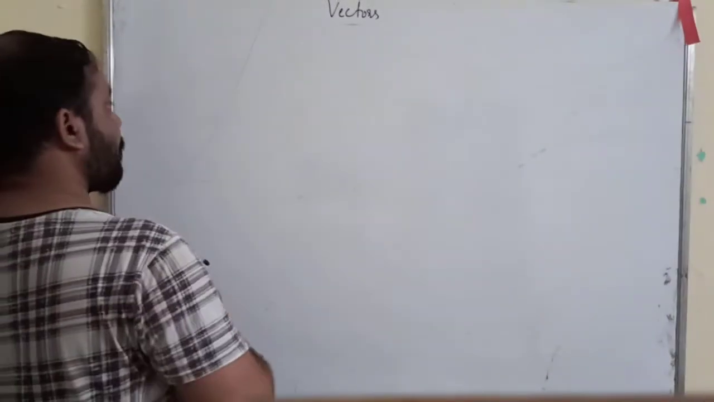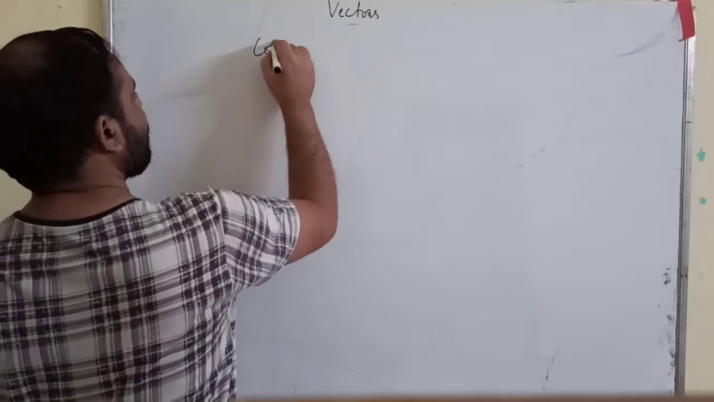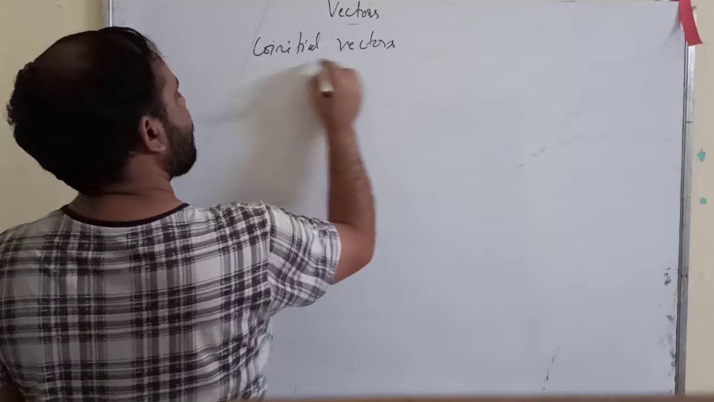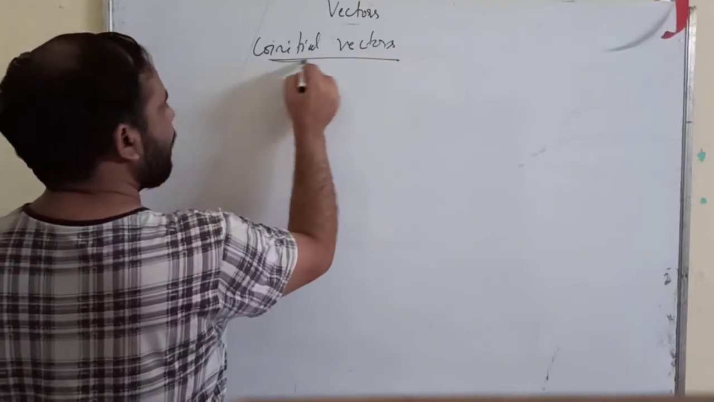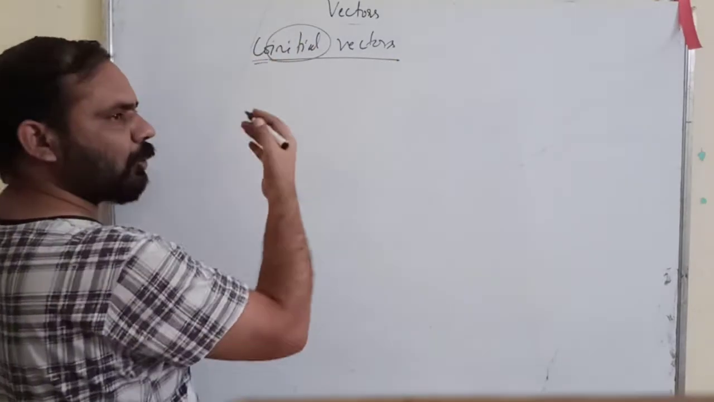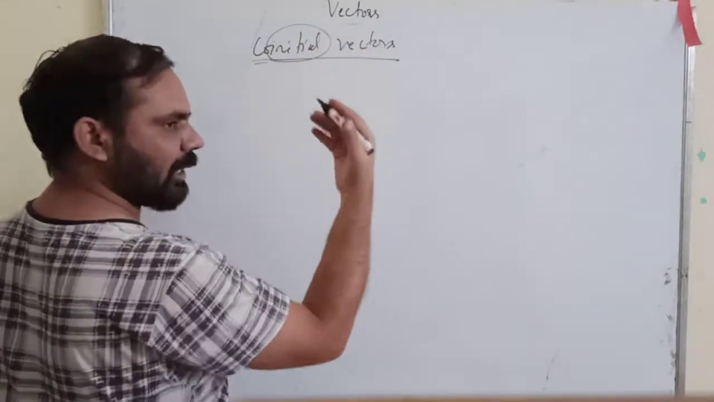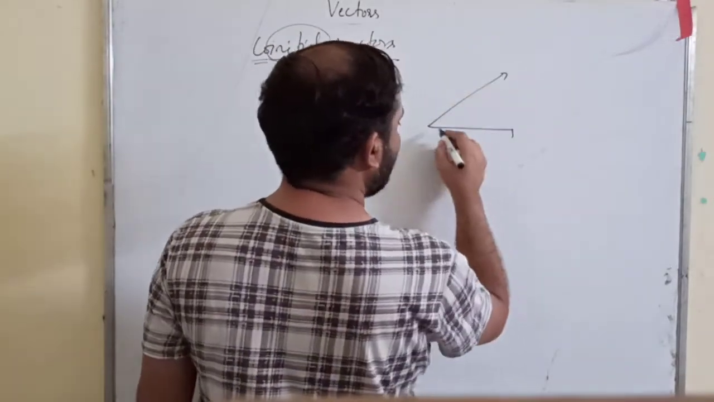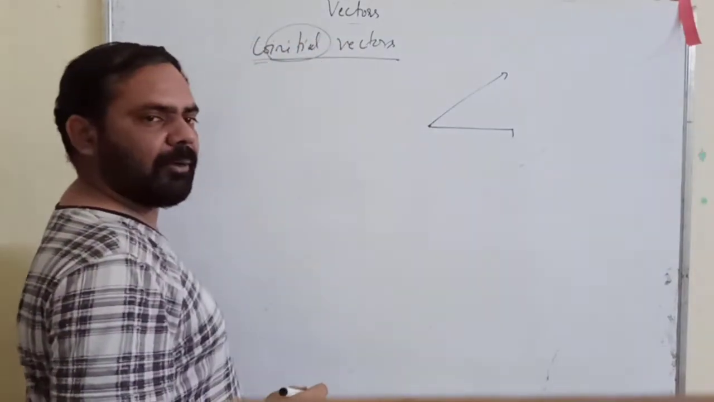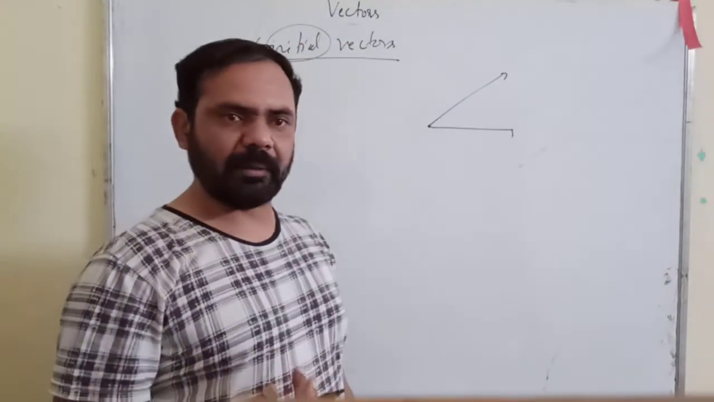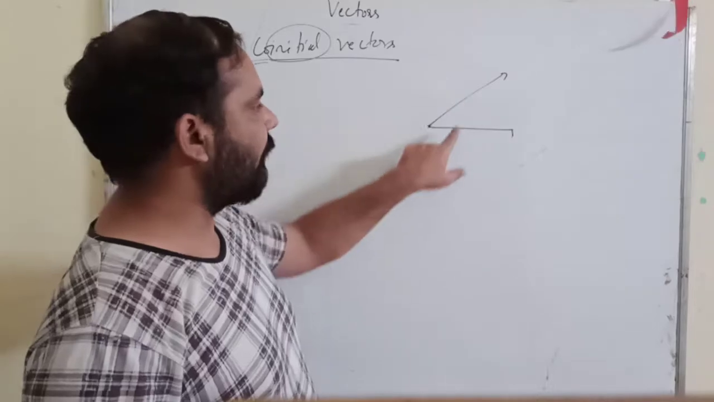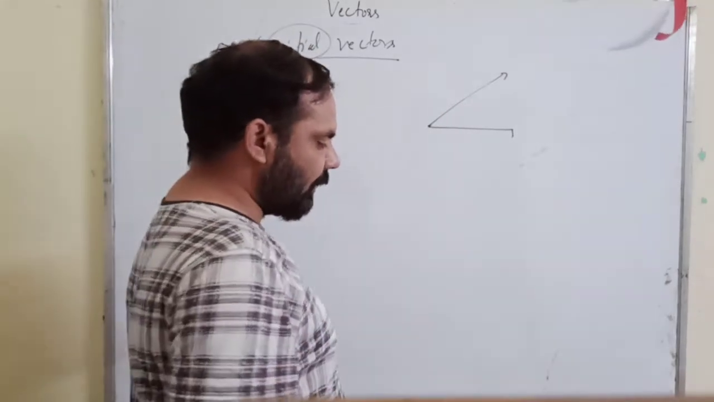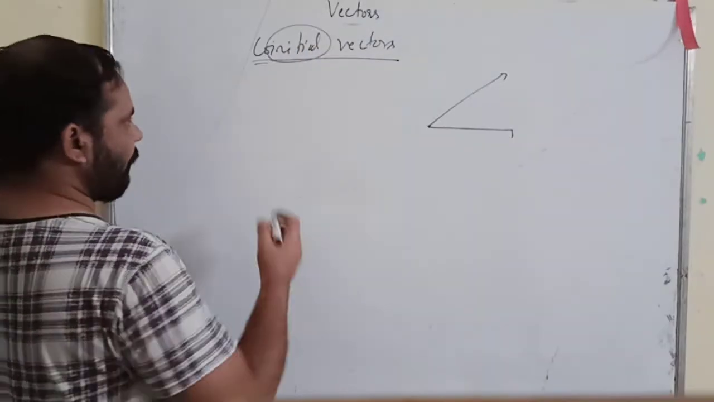The next one is co-initial vectors. Now co-initial: co means same, initial, same initial point. Two vectors with the same initial point are called co-initial vectors, right? Two vectors with a common initial point, right? Then we have co-terminal vectors also.